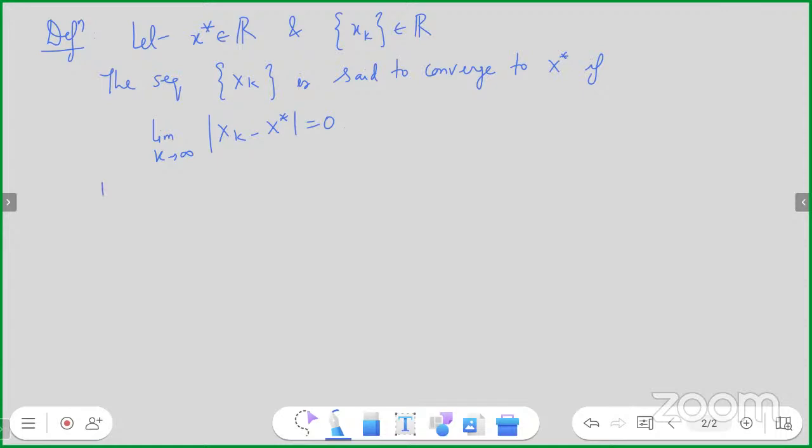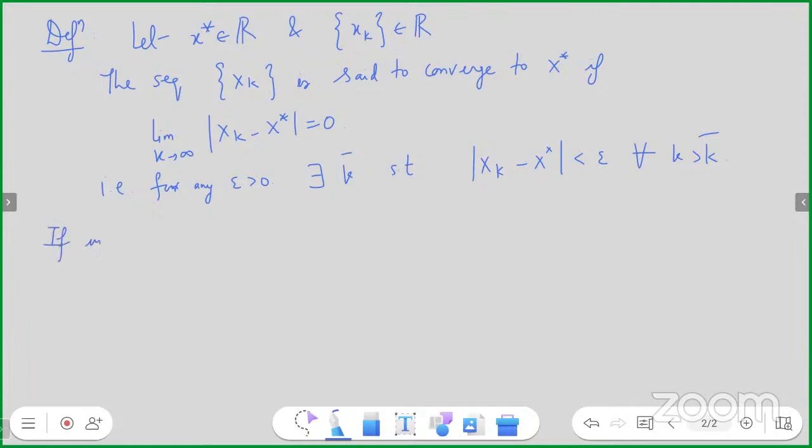In particular, what this means is that for any epsilon greater than 0, there exists a k bar such that |xk minus x star| is less than epsilon for all k greater than k bar. Okay. Now something new.